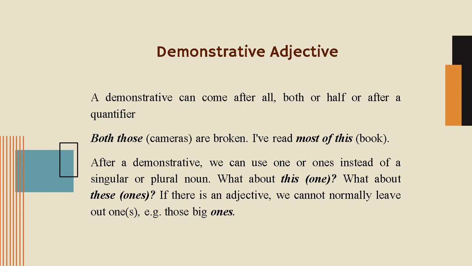If there is an adjective, we cannot normally leave out "ones." Example: those big ones. You have to know that for American usage, this or these can mean now or near in time, and that or those can mean then or farther away in time.